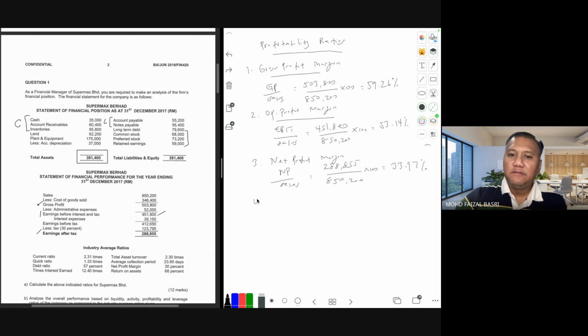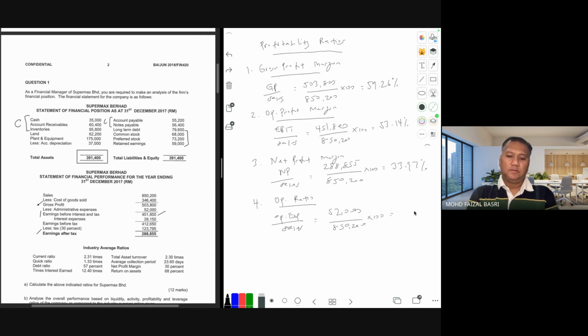Okay, number 4 tadi operating ratio, operating margin ataupun operating ratio, whereby we measure operating expenses bagi dengan sales. So operating expenses dia adalah admin expenses 52,000. So 52,000 divided by 850,200. So it's about 6.12%.